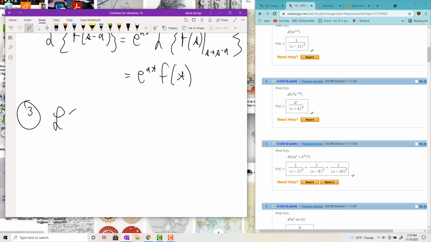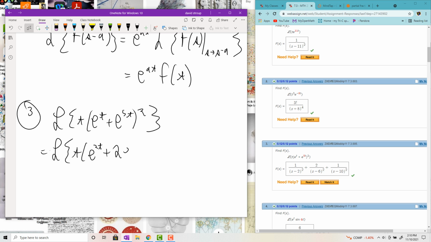I have Laplace, so not Laplace inverse, but just Laplace first, of t times (e to the t plus e to the 5t) squared. Go ahead and FOIL that out. So you get e to the t times e to the t is e to the 2t, adding the exponents, plus 2e to the 6t, and then plus e to the 10t.